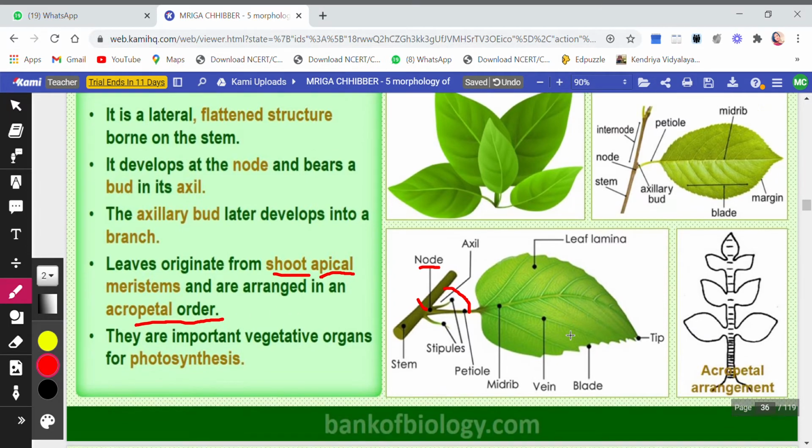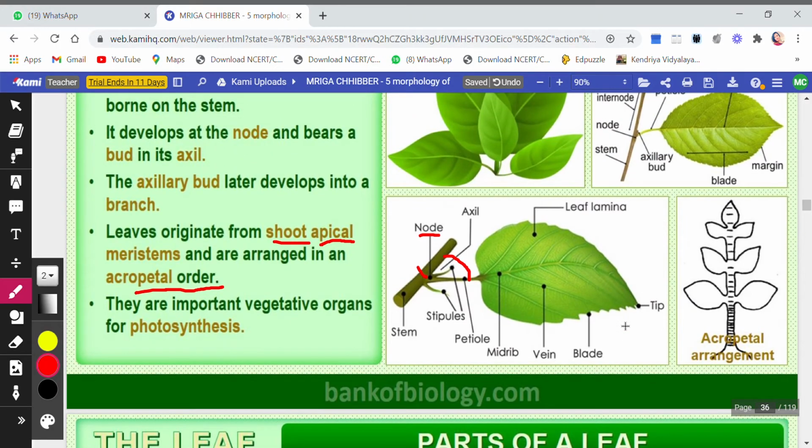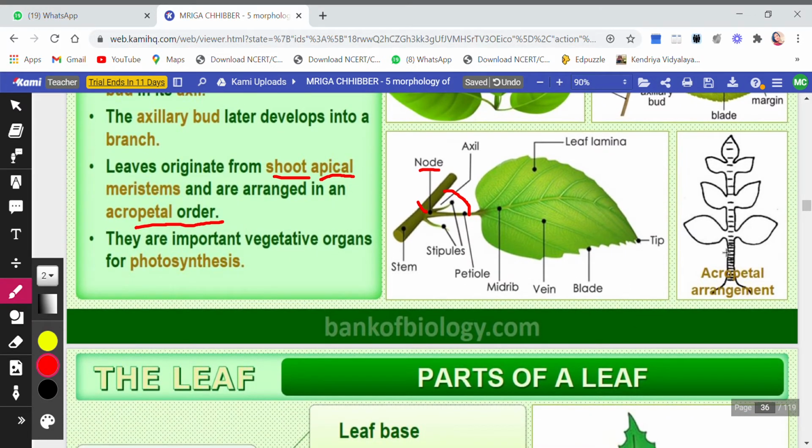Okay. Now children, this is an acropetal order. Acropetal order means the new leaves are added on the top. The older ones will be at the bottom. Okay. And the new ones will be added at the top. So this arrangement is called acropetal order.